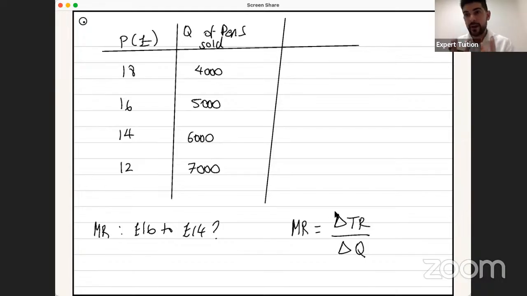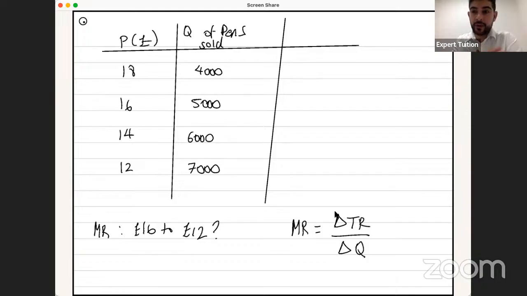So let's figure out what we need to do. In order for me to work out the total revenue from 16 to 14 pounds, sorry, not 14 pounds, actually, make it harder. Make it 12 pounds. Make it a bit more exciting. What I need to know is what was the total revenue when they were selling pens at 16 pounds. How much money did they make at that point?